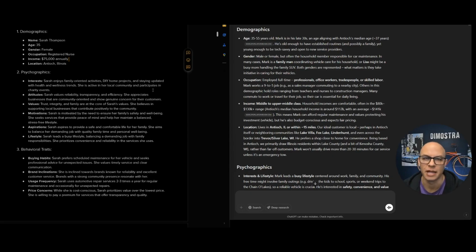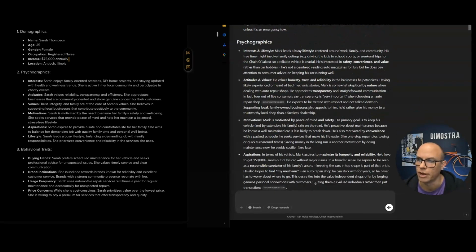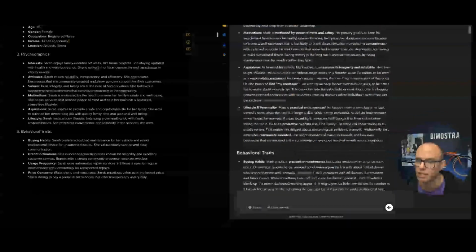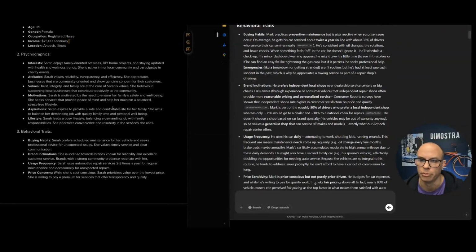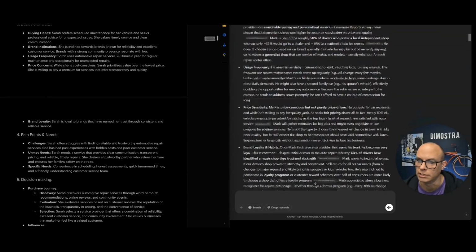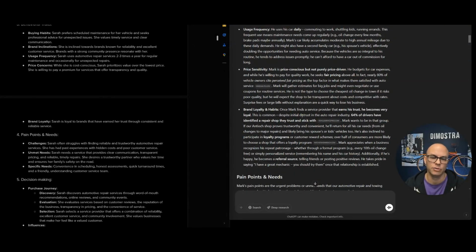Okay, I've got these side by side now. On the left-hand side of the screen is the avatar that I created with O1, and obviously on the right is the new one with O3 Mini High. Same prompt used in both of them, and you can just see the difference. Look at the demographic sections here. We have the psychographic section here. It is considerably more information and far more detail. So I highly recommend you do this.